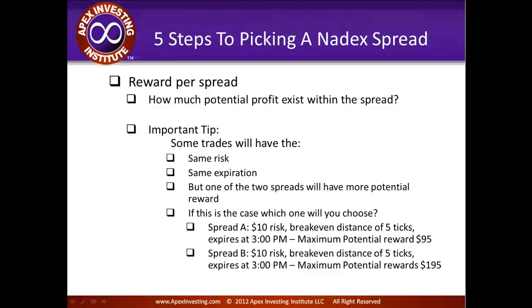Obviously, you would choose spread B. There's no reason to ever choose spread A when your risk is the same, your break-even distance is the same, and your expiration time is the same when you have the potential to make more money with spread B.